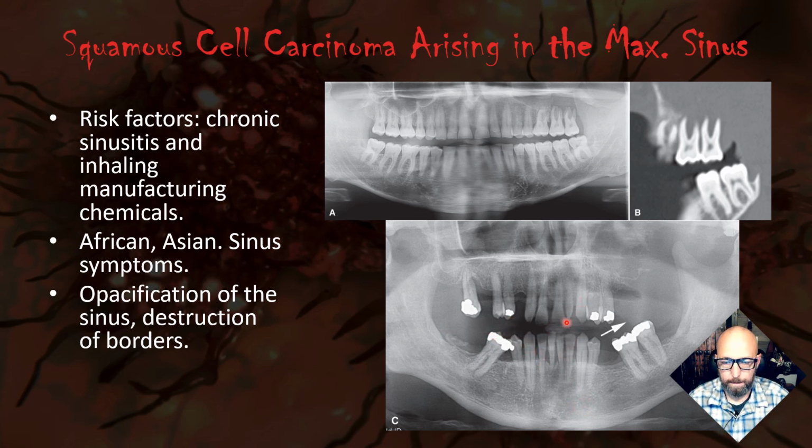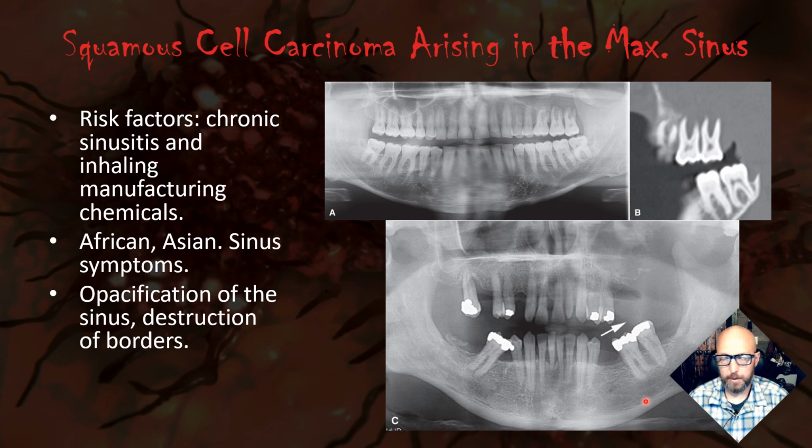Anyway, here's another case. Here we see the floor of the sinus, but now we kind of have a floor of sinus floating in air. Not really a known sign, but we have an ill-defined destruction of the entire maxilla here. The posterior border of the sinus is destroyed.